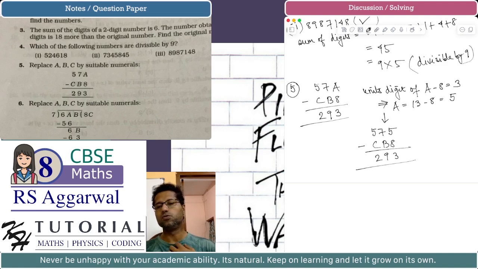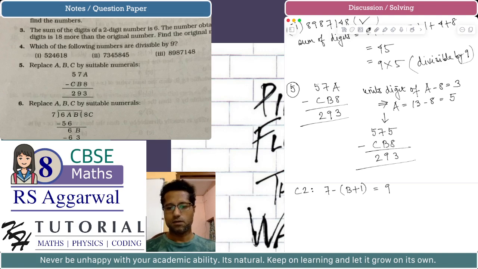So now in the calculation of column 2 we must have 7 minus B plus 1, because there will be a carry forward from the first column, is equal to 9. That is, the units digit of 7 minus B plus 1 is equal to 9. This implies that 7 minus B minus 1 is equal to 9. This implies 6 minus B is equal to 9.